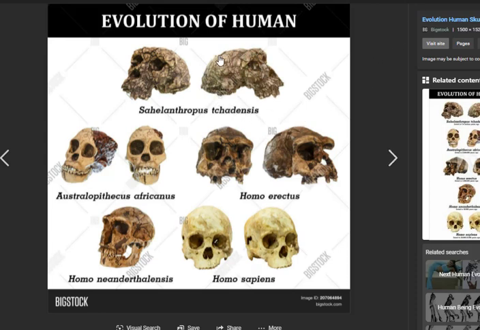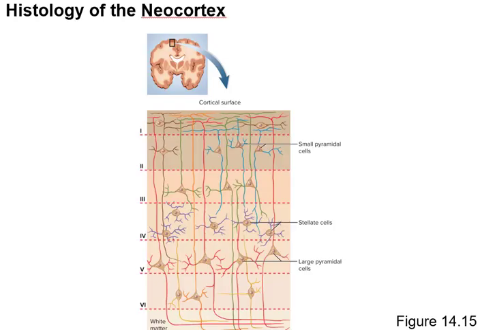Here are some of the skulls that they found. And look at the part where the cerebrum would be. So very much smaller. And then look at ours. Look at that cranial vault right there. Homo sapiens. Wise guy. Homo sapiens.